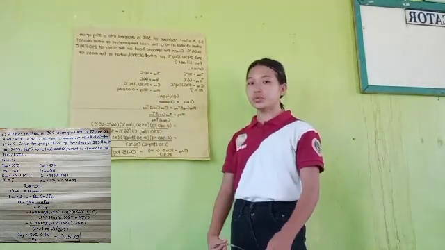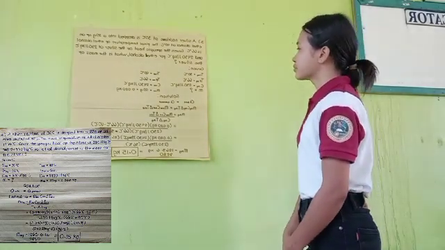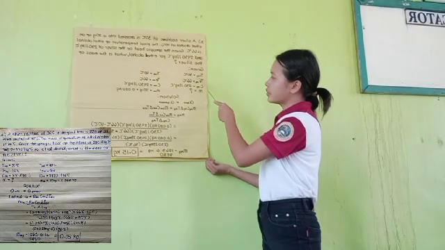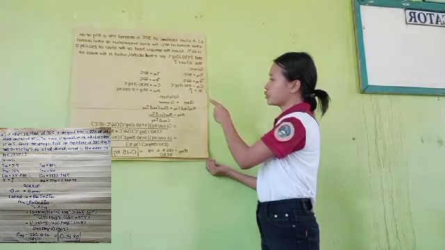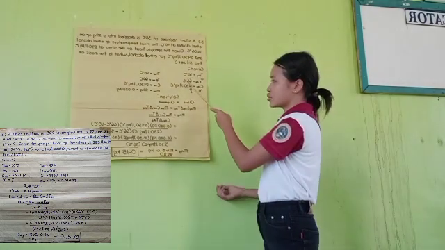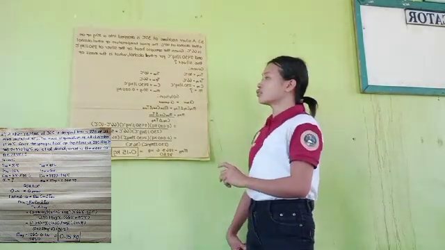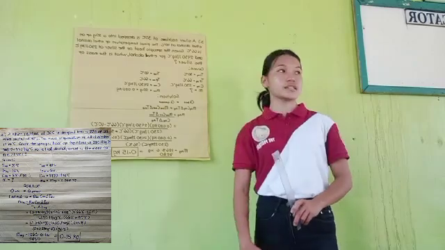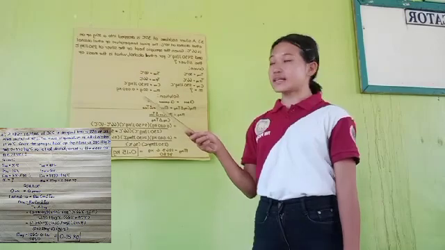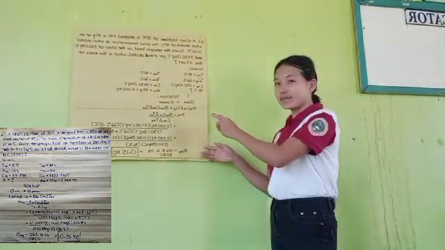So again, let us look for the given first. The given: initial temperature of the silver, 30 degrees Celsius. Final temperature of the silver, 66 degrees Celsius. Specific heat of the silver, 230 joules per kilogram degrees Celsius. And what the problem asks for is the mass of the silver. So let's leave it blank there.